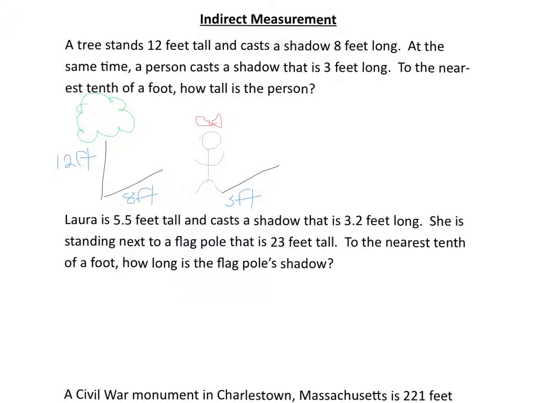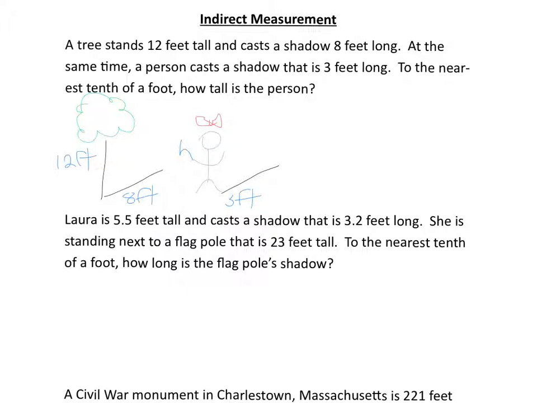To the nearest tenth of a foot, how tall is the person? So let me read this again just so that you can see how it aligns with the picture. A tree stands 12 feet tall and casts a shadow 8 feet long. At the same time, a person casts a shadow that is 3 feet long. To the nearest tenth of a foot, how tall is the person?